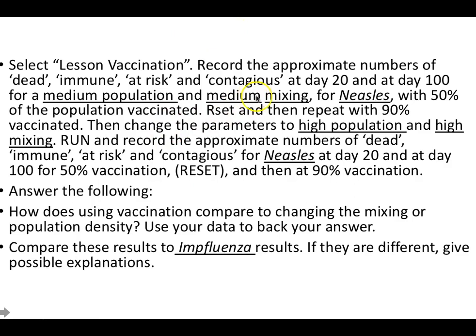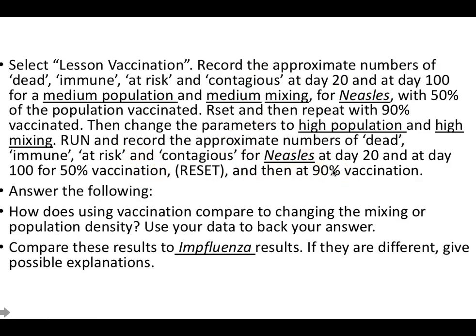Okay, so now you're going to do measles with medium population, medium mixing, and do it for a virgin field, then do it for 50% vaccinated, and repeat it with 90%. Record all of that, come back, and do it again. But the measles, besides the virgin field and the 50% vaccination, now do it high population and high mixing, and you're going to do it for the 50% and then the 90%.